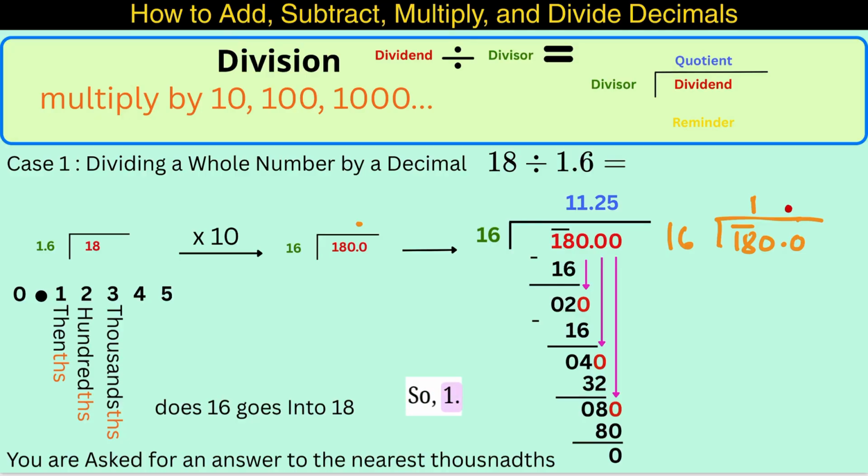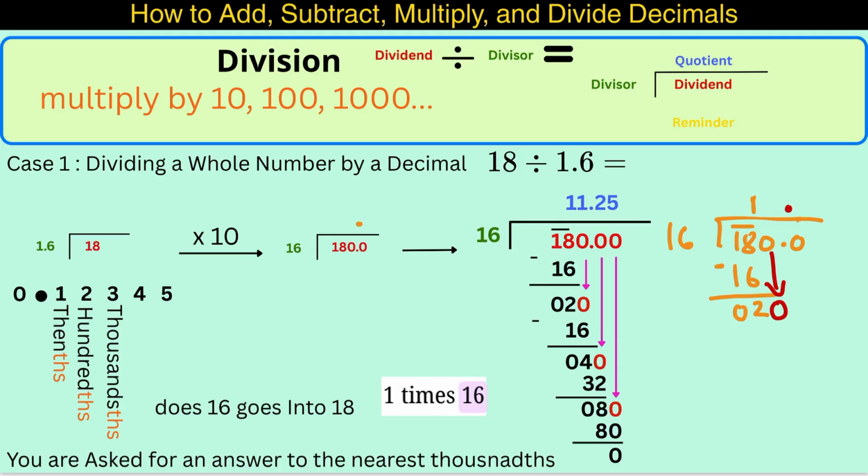Now I'm going to do multiplication. 1 times 16 is 16. I will put it in here. Then I'm going to do subtraction. So 8 minus 6 is 2. 1 minus 1 is 0. Next, I will bring this 0 down. So I'm going to put 0 in here. Same thing again. Does 16 go into 20? Yes. How many times? 1.